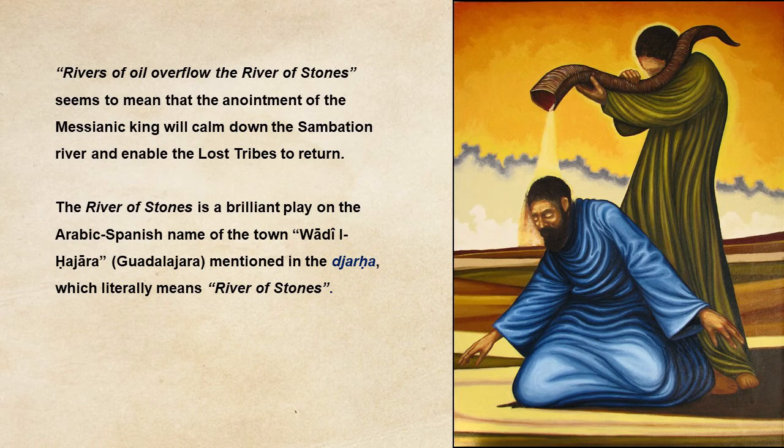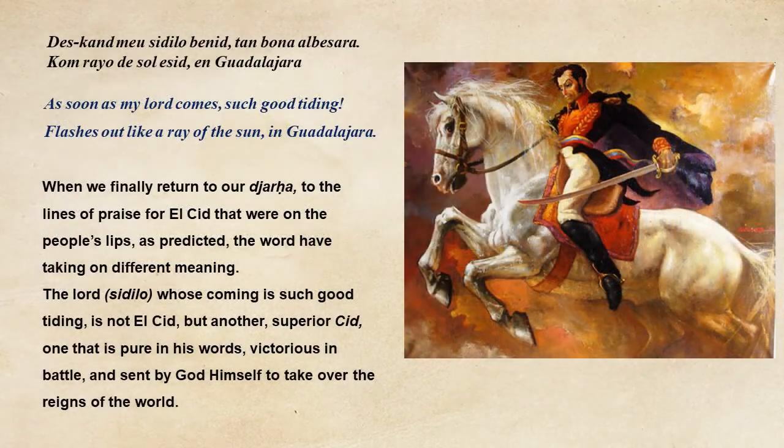So the river of stones, by the way, is very interesting. The river of stones is a brilliant word play on the Arabic Spanish name of the town. In Arabic, it's called Wadi al-Hajara. In Arabic, that's Guadalajara. And Guadalajara, Wadi al-Hajara, literally means, and it's mentioned in our jarha, river of stones. Wadi means river or valley, and al-Hajara means stones. So it comes all together now.